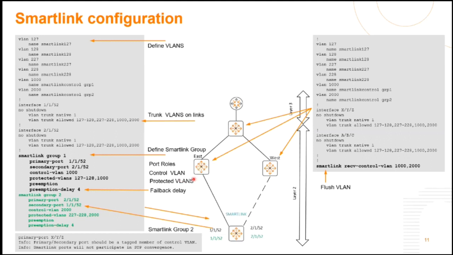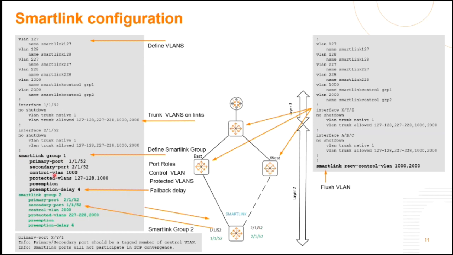These have to be trunks. Now, let's look at the Smartlink configuration effectively. So you define a group, a Smartlink group, that's mandatory. You then define a primary port. In this case, I've selected 1152. Then I select a secondary port, which is this other port 2152.